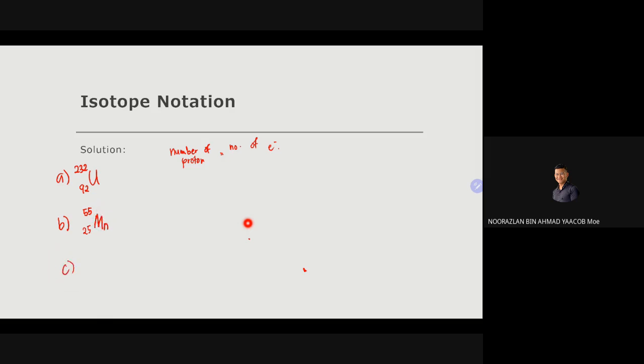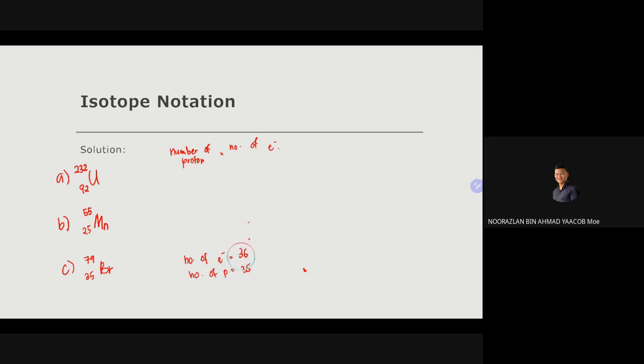Whereas C pula, untuk C dia bagi tahu bromine, Br, it has the proton number of 35. Number of neutron is 44. Therefore, the nuclear number is 35 plus 44. You should get 79. However, here the number of electrons adalah 36. Number of proton is equals to 35.